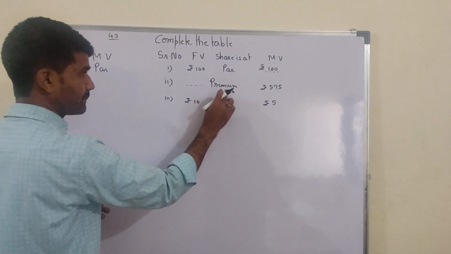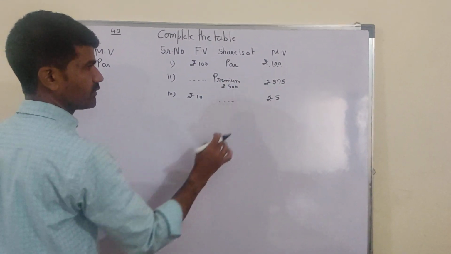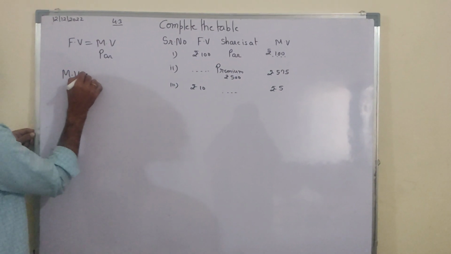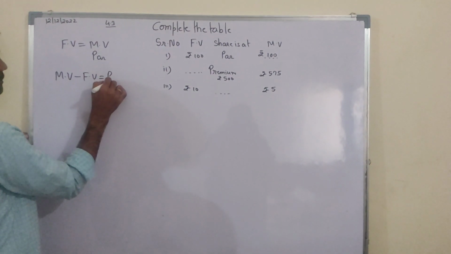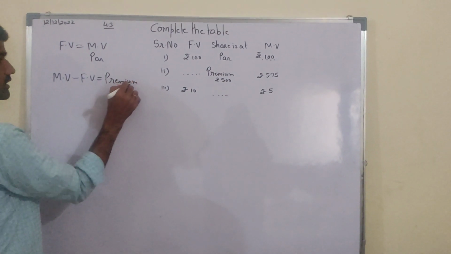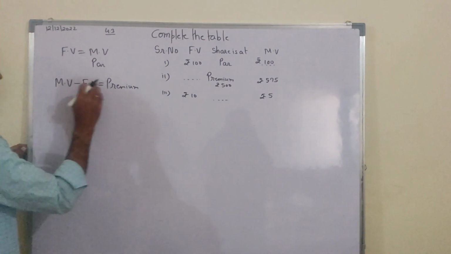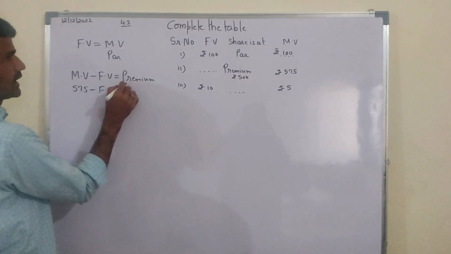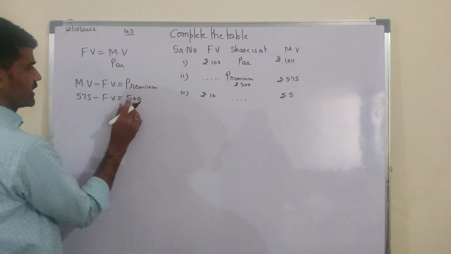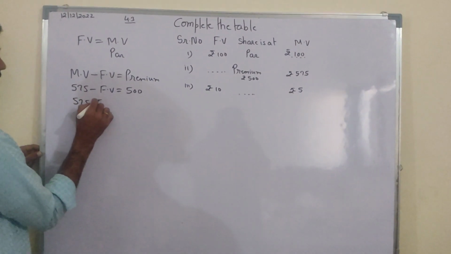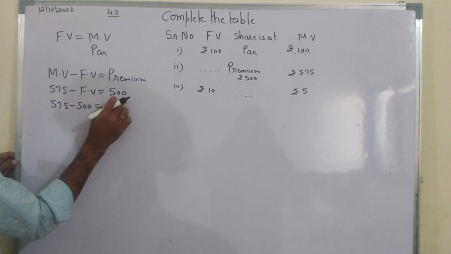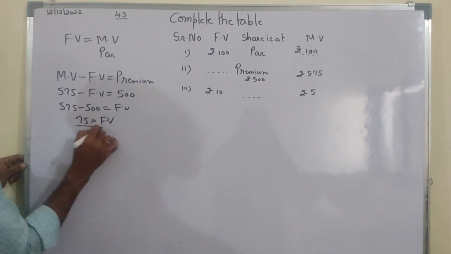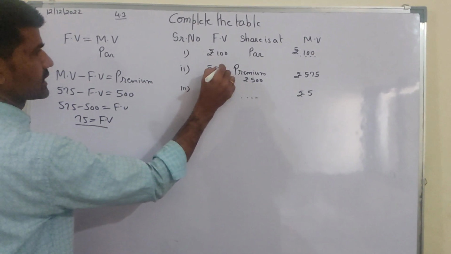Now the share is at premium, and market value is given as 575. One formula I have given: market value minus face value equals premium. You check. Market value is 575 minus face value, which we don't know, equals premium, 500. So 575 minus 500 equals face value. Positive becomes negative, negative becomes positive. So the answer is 75. This is the face value, so the answer is rupees 75.